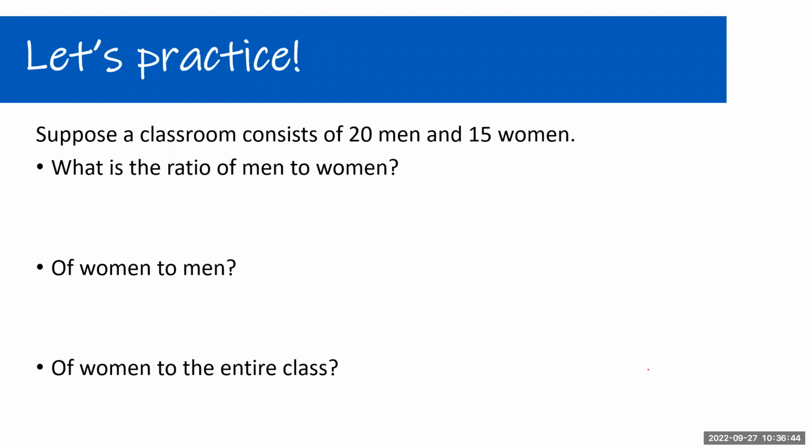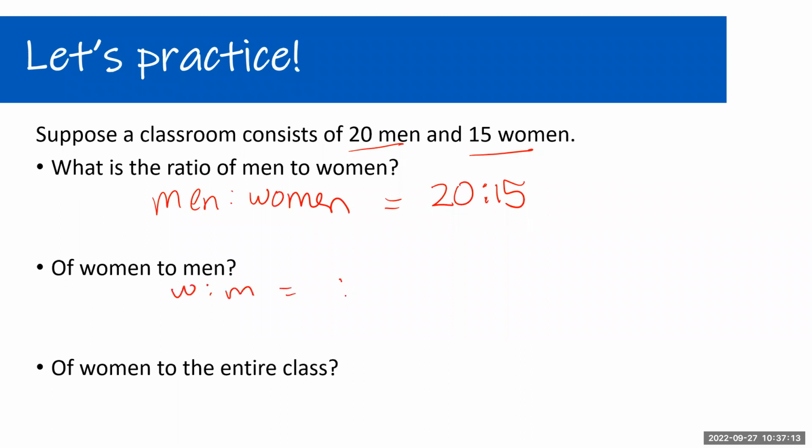So let's get a little bit of basic practice here. Let's say that a classroom has 20 men and 15 women. So what is the ratio of men to women? Well, we have 20 men and 15 women. So men to women is going to be 20 to 15. Similarly, if you're talking about women to men, you're just going to reverse it. So now we're doing women to men, which is going to give us 15 to 20. So notice that we're just reversing there.